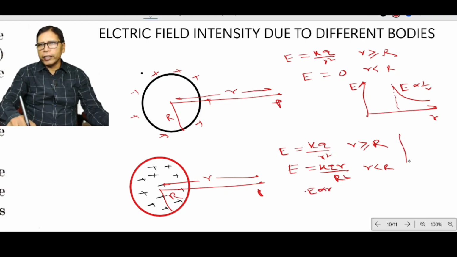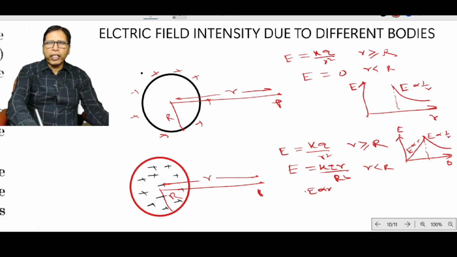Now look at this. This is the r, this is the E. This is the outside, and inside it is a straight line. Here E is proportional to r, and here E is proportional to 1 by r square.